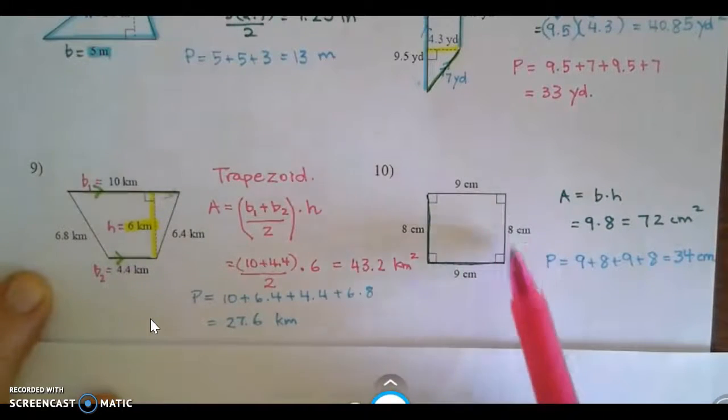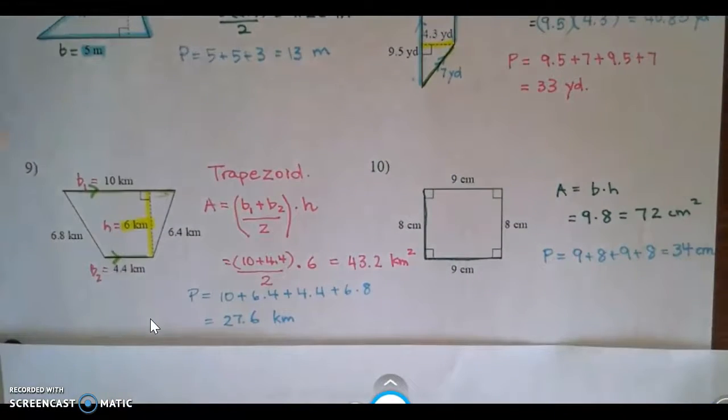Perimeter is just going to be the outside length. So that's 8 plus 9 plus 8 plus 9. So that's 34 centimeters.